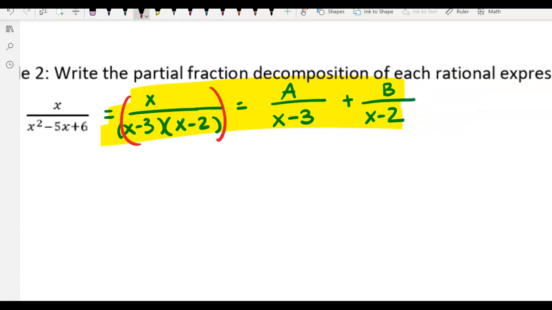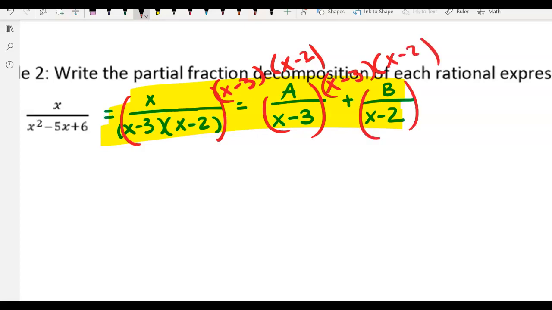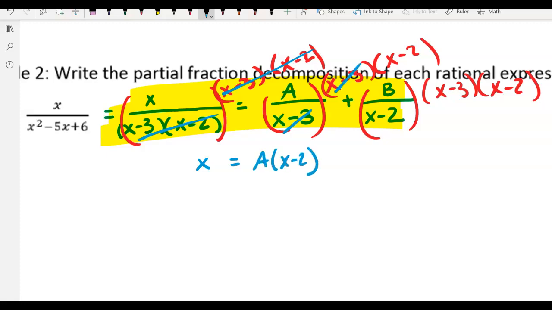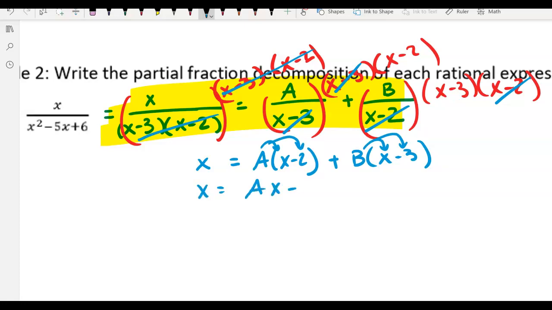All right, so multiply this by x minus 3 times x minus 2. This by the same, x minus 3 times x minus 2. As you can see, things are going to cancel. First fraction, what's canceling? The entire denominator. That's why we love multiplying by the LCD. The second, x minus 3 is canceled, so you have a times x minus 2. Third, x minus 2 is canceled, so now we have this. And from here, we will distribute. So x equals ax minus 2a plus bx minus 3b.